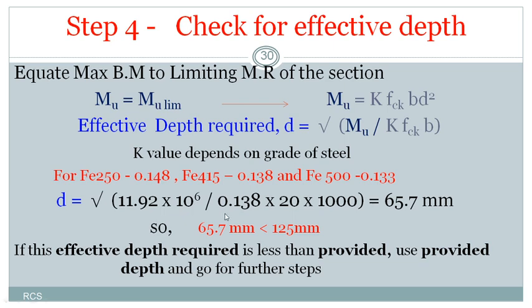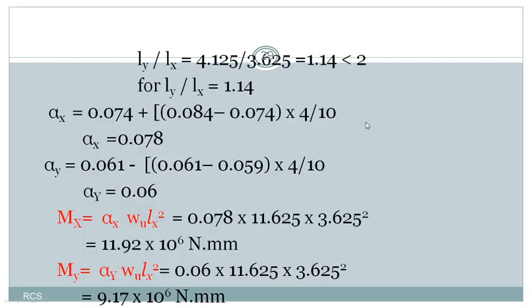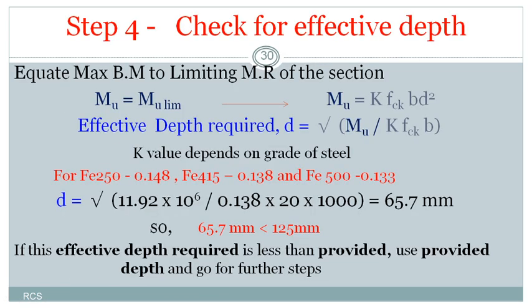From this formula, the minimum effective depth required is d = under root of Mu by (k into fck into b). We can calculate what the d is. So you know what Mu is? Mu is the maximum value of Mx and My. So with respect to these two values, the maximum value will be corresponding to the Mx. So the Mx value will be substituted as Mu here.